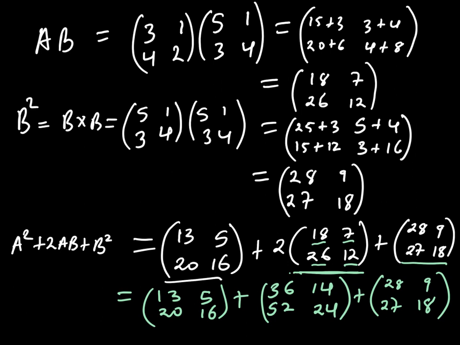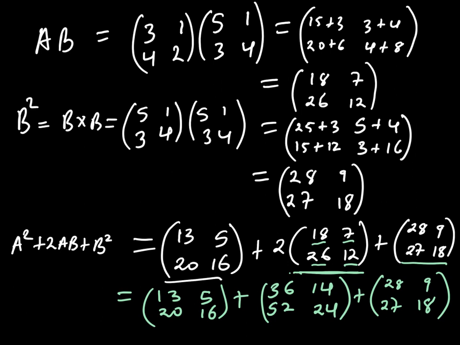Is the answer the same as what we got for A plus B squared? That's the question. Try to find out as a student. You add, I'll not write the final answer for you. It's now your task to add 13 plus 36 plus 28. What do you get as a student? That is your work. 5 plus 14, which is 19. 19 plus 9 is 28, which agrees with what we got before. So find out what you get.